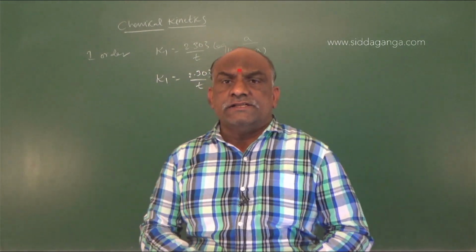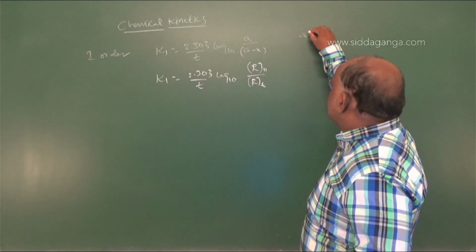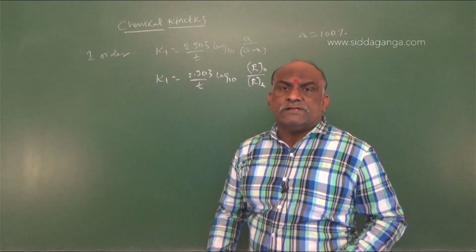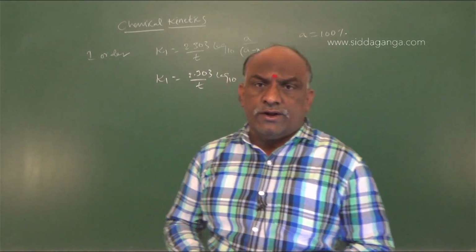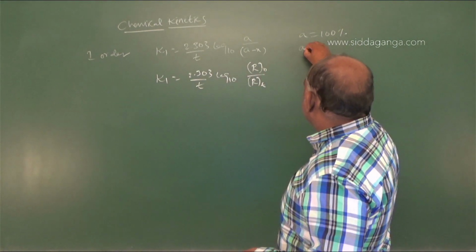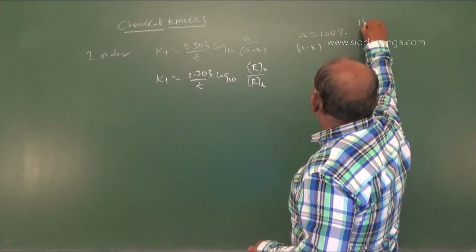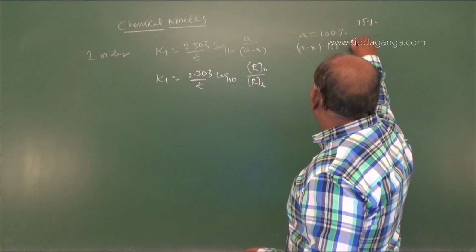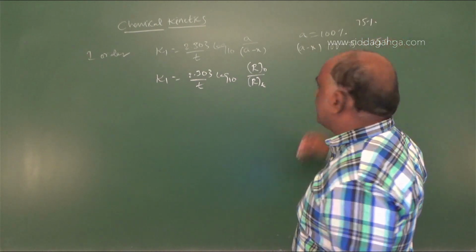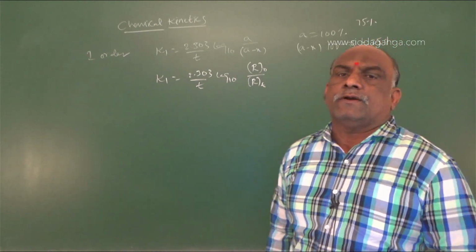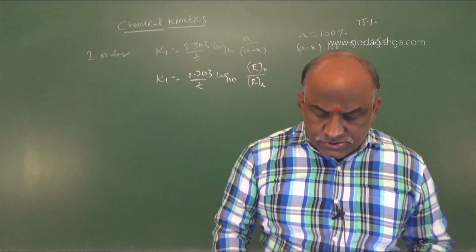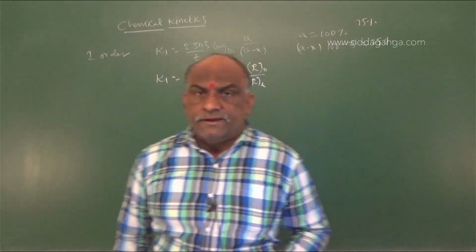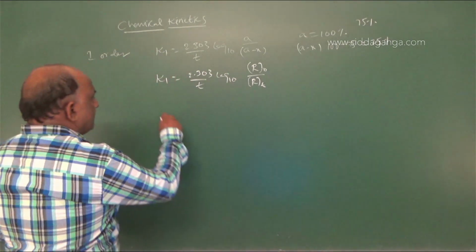Generally, in this case, for percentage calculations, take a equal to 100. For percentage calculations, a is equal to 100. Then a minus x: suppose you are asked 75%, 75% means you should go with 100 minus 75, which is equal to 25. Clear? Like this. So this is the first order rate constant, and it is related with the half-life.